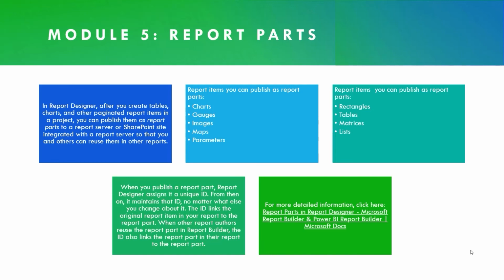So when you publish a report part, it's assigned a unique ID, and it maintains that ID no matter what else is changed about it. It links the original report item in your report to the report part. When other authors reuse the report part, the ID also links the report part in their report to the report part. So I have a link here. There are slight differences between the capabilities of this in Report Designer and Report Builder, and you can go to the website to look for more detailed information. We're going to publish our map as a report part in Report Builder.